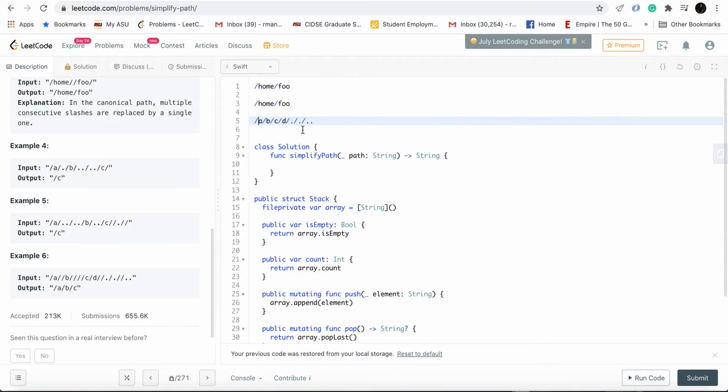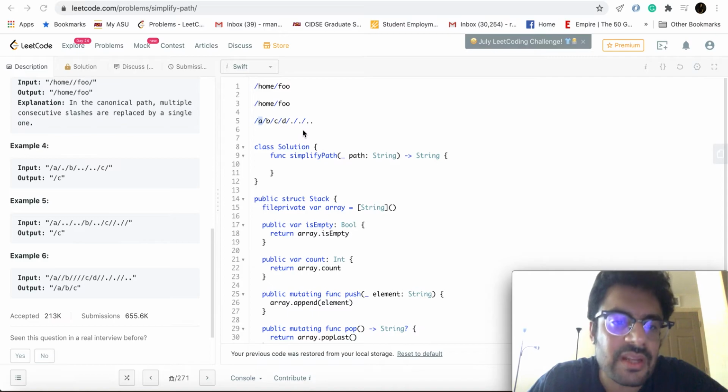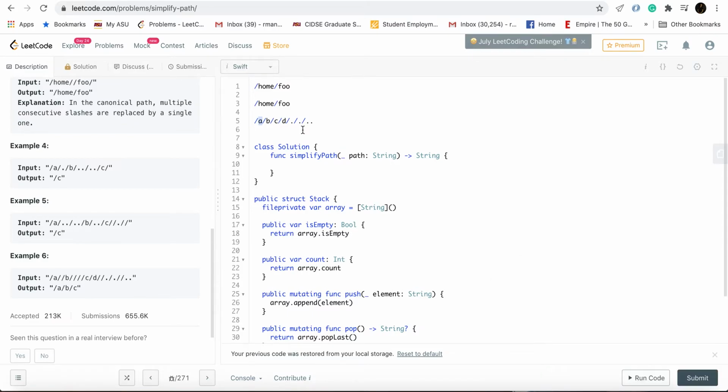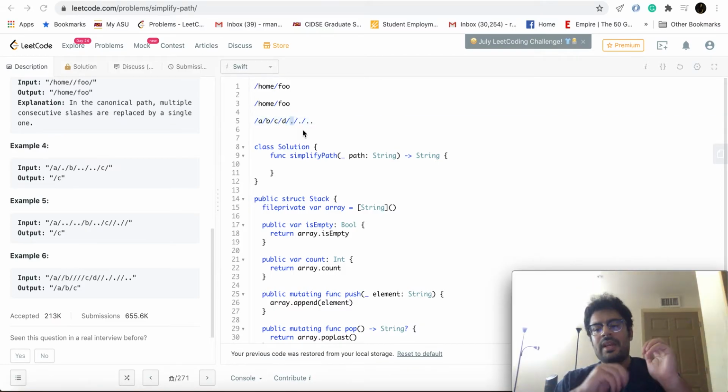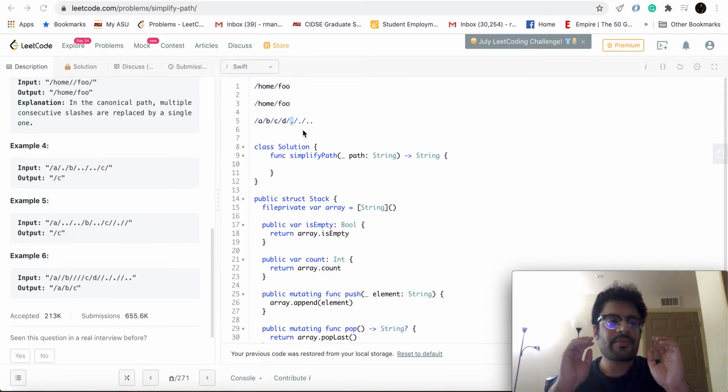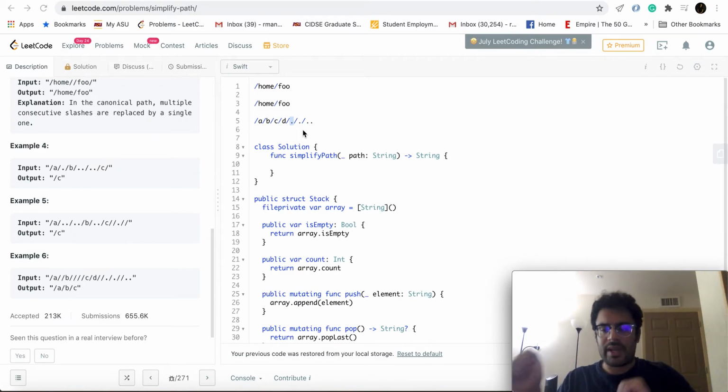Now, as I said before, we'll process the directories from left to right, which means we'll come to A first, then we'll move to B, which should be a subdirectory within A, then C, which should be a subdirectory within B, and then D, which should be a subdirectory within C. Then we encounter a token. That's how we'll go about a solution. Once we have replaced the multiple forward slashes by single forward slashes, we'll be processing all the tokens between these forward slashes from left to right.